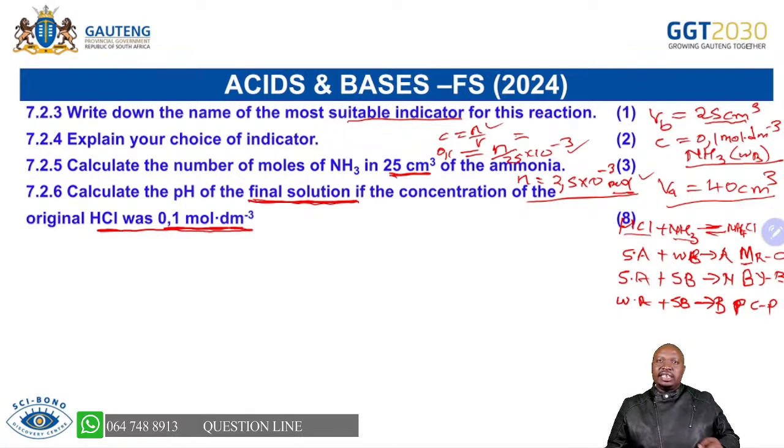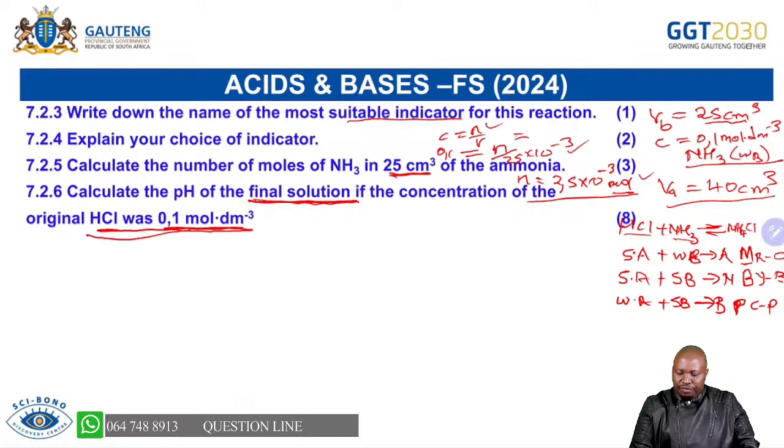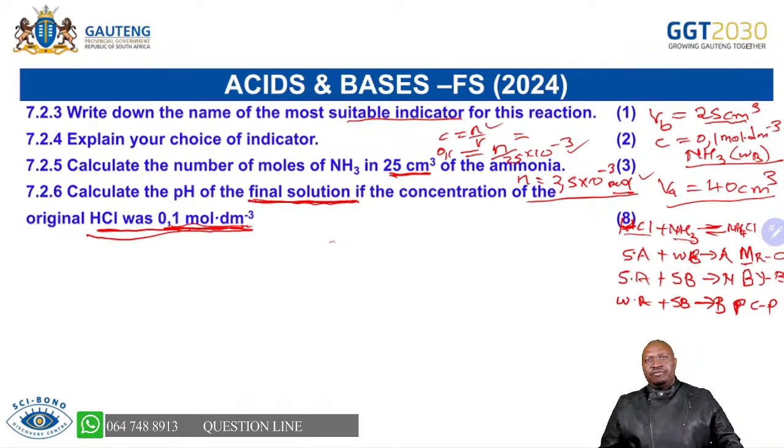We're saying no, the HCl that is left is the one that we'll utilize to calculate the pH at the end. You can't use the original. If you just came and said pH equals minus log 0.1, you can see yourself that you can't get 8 marks for just doing that.